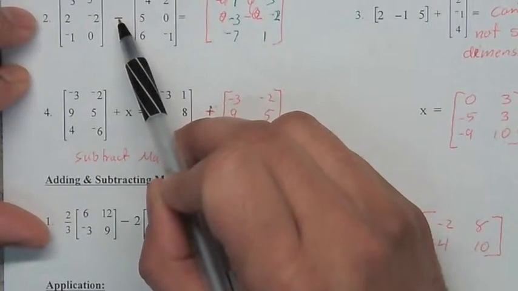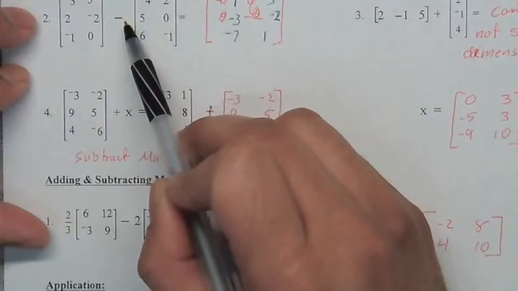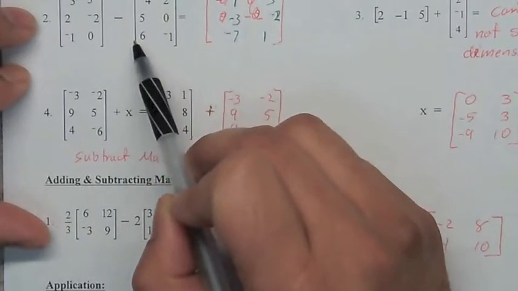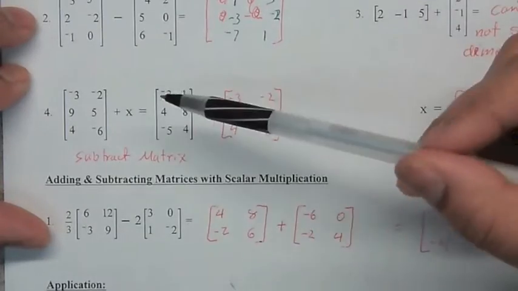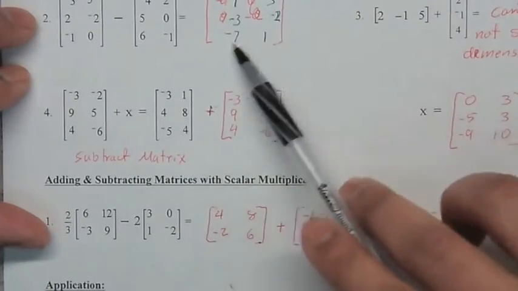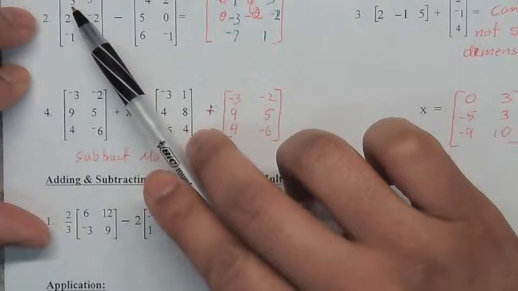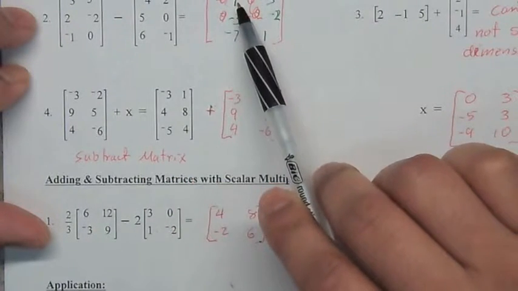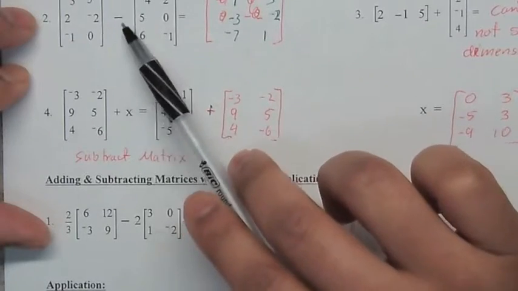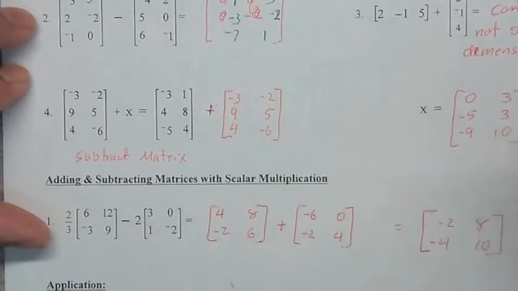You take this -1 and distribute that -1 into this entire matrix using scalar multiplication. Then basically what you're doing is adding the opposite matrix. You end up with this. So I can say -3 plus 4, that's 1. So add the opposite, distribute that negative in, and then just add the two matrices together.